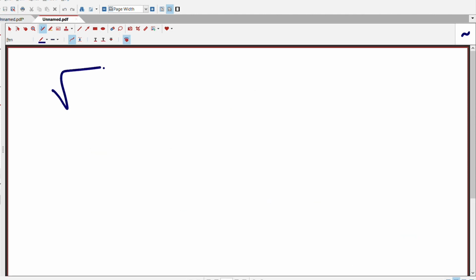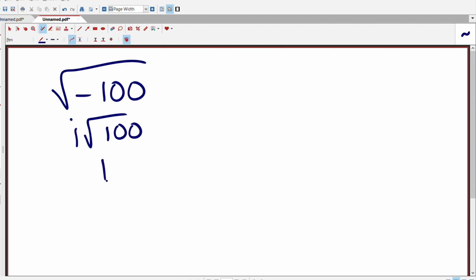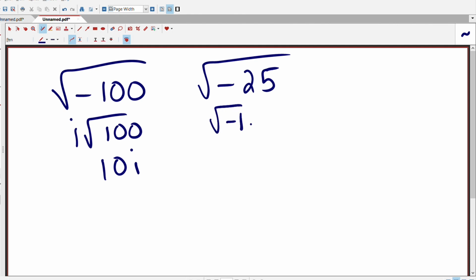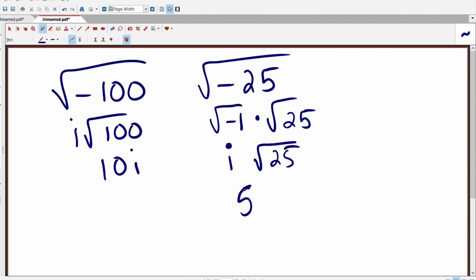So if I were to do another one, we know there's no number times itself that will give a negative number. So how do we get rid of the negative number? You put an i in front, and then you have i radical 100, which is just 10i, because that's a perfect square. And again, if we have negative 25, there's no number times itself. Get rid of this. And if I want to rewrite it another way, we could say negative 1 times radical 25. And now I'm going to tell you that the square root of negative 1 is i, imaginary radical 25, which is just 5i.